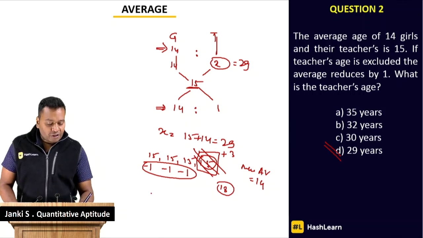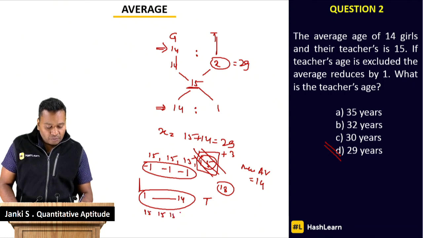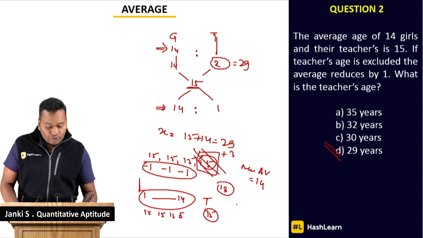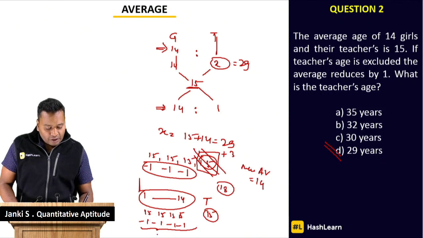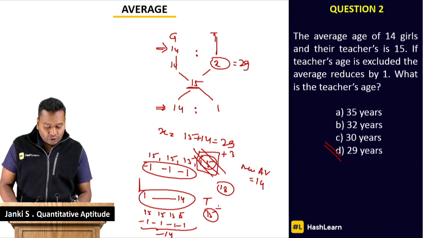Now think about this: 14 students are there, so 1 to 14 girls, and a teacher is there, and their average is 15. So I'm assuming each and every value is 15 here, so the teacher's age is also assumed to be 15. Now my condition is the overall average is reduced by 1. That means I should reduce each and every value by 1 on this side. How much is the reduction? It's -14 on this side because 14 people are there. If -14 is my reduction, I should balance it on this side with +14. So 15 + 14, 29 will be the value here, right?